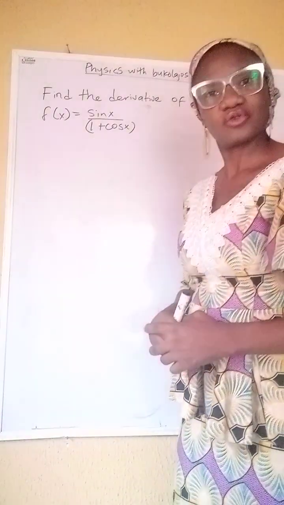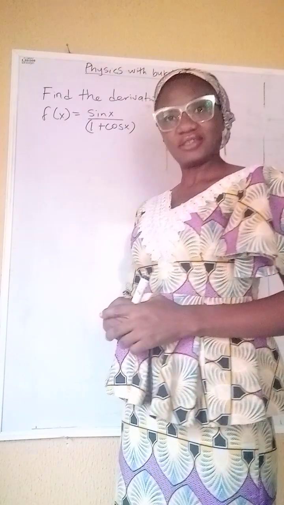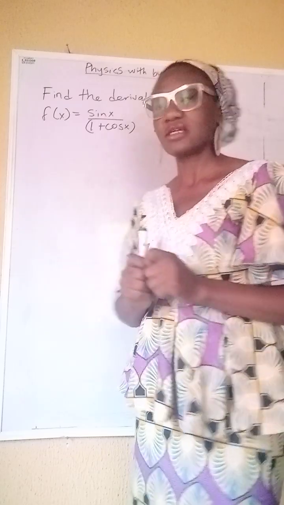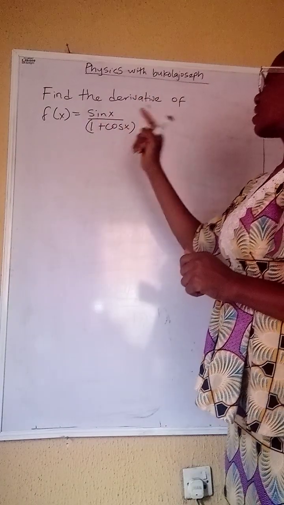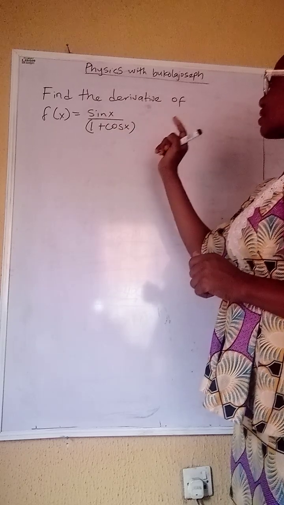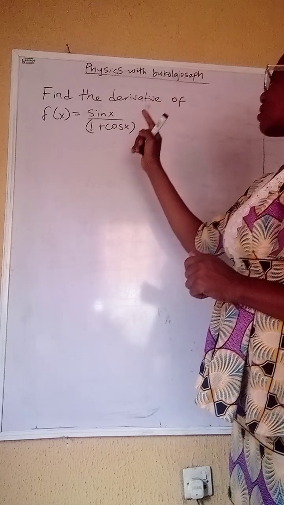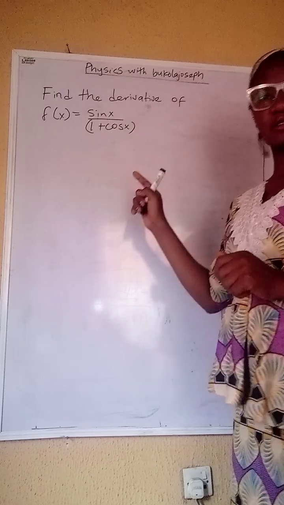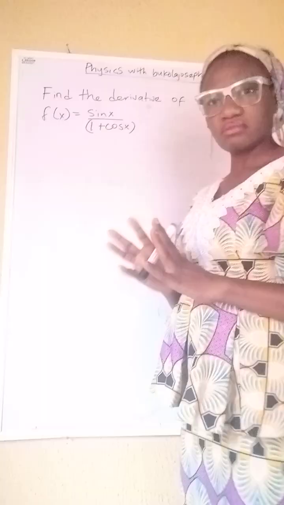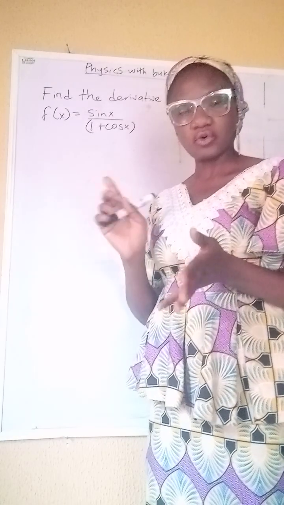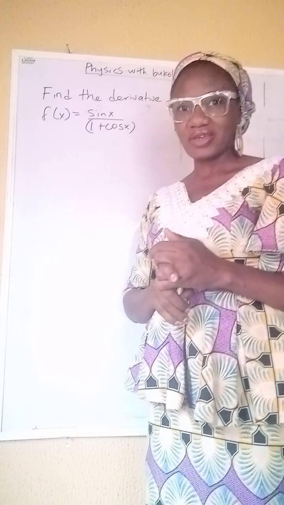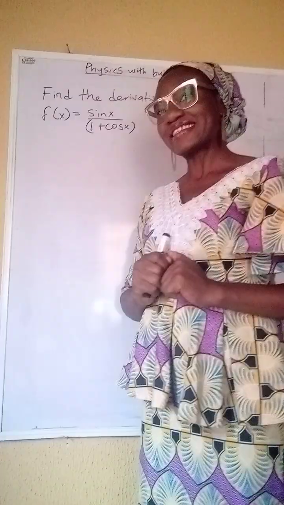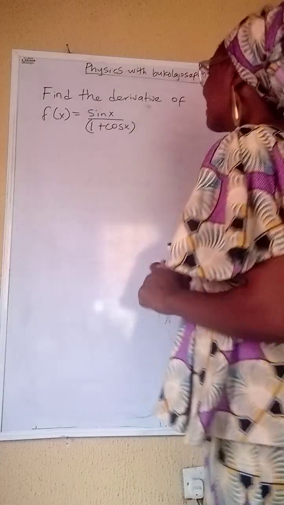We have this problem to solve on the board. Okay, I'll read the question and then we'll tackle the problem together. Find the derivative of f of x is equal to sine x all over 1 plus cos x. So we are going to be using three rules to solve this problem: quotient rule, product rule, and then sum rule. Okay, are you ready for this? So let's tackle this problem together.